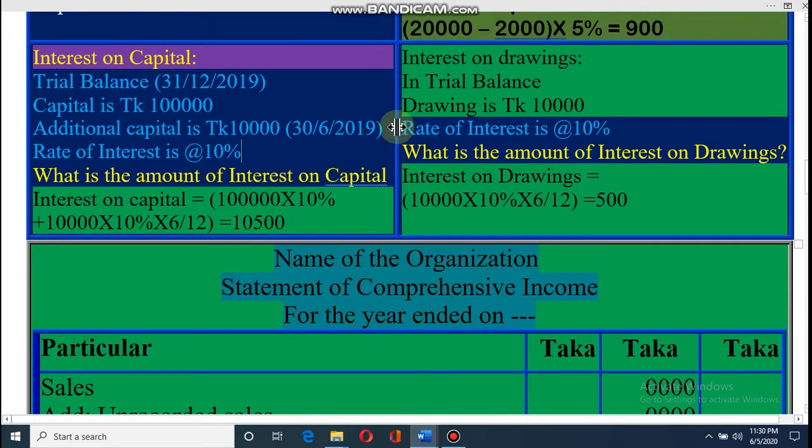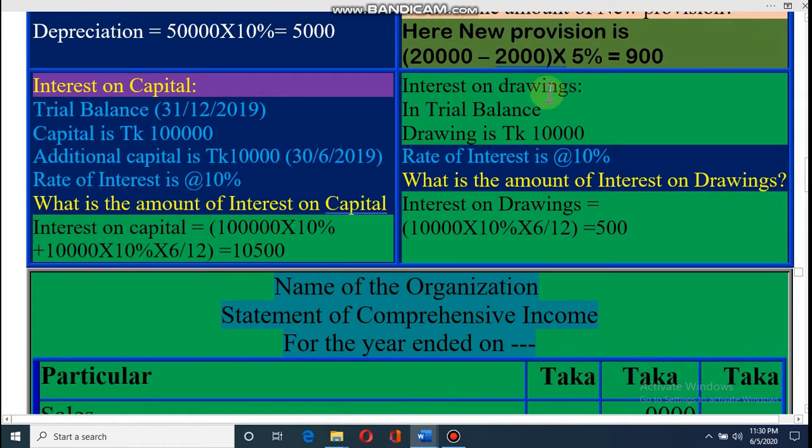I hope you understand. Dear student, now interest on drawings. How can we find out interest on drawings? Drawings is given 10,000, rate 10%. So the amount of interest will be 10,000 into 10%. No, it is 6 by 12. Why? Because it is the average method. Dear student, keep it in your mind. For interest on drawings calculation, you have to apply the average method. That means for 6 months, because no owner withdraws at the beginning of the year. So that's why for interest on drawings you have to charge for 6 months.